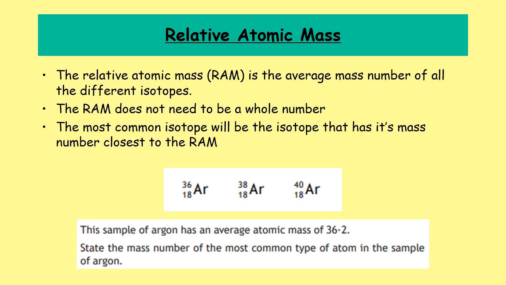The relative atomic mass does not need to be a whole number. And in fact, the relative atomic mass is usually very close to one of the particular isotopes itself. Whichever isotope has its mass closest to the relative atomic mass is the isotope we have more of. So in this example, argon, it has a relative or average atomic mass of 36.2. We look at the three isotopes. The most common one is going to be the one who has a mass number closest to this average mass or relative mass, which is going to be our argon 36.